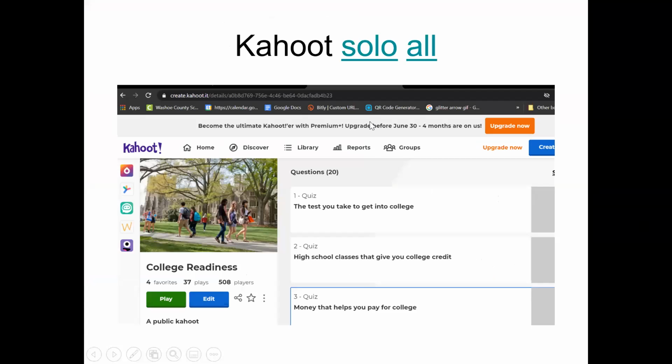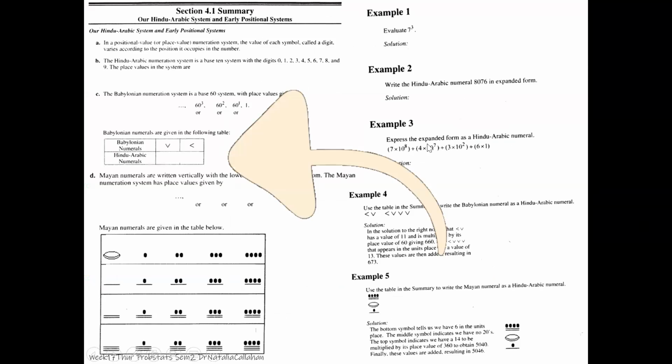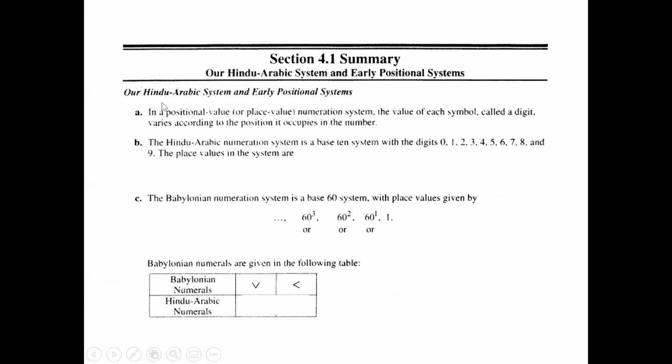Okay, so let's go ahead and get started with today's stuff. You guys have 2 pages, and this is actually the first page. It is a summary on our Hindu Arabic system and early positional systems. I'm going to start off on the left side right here.